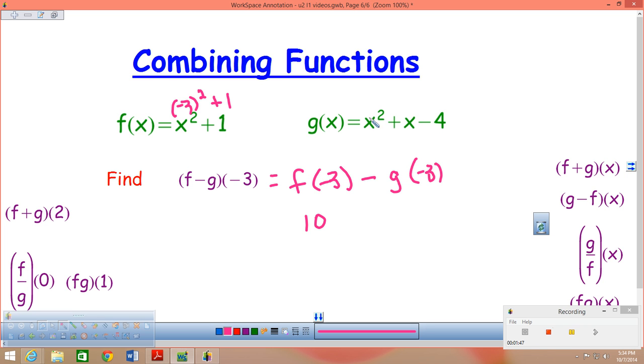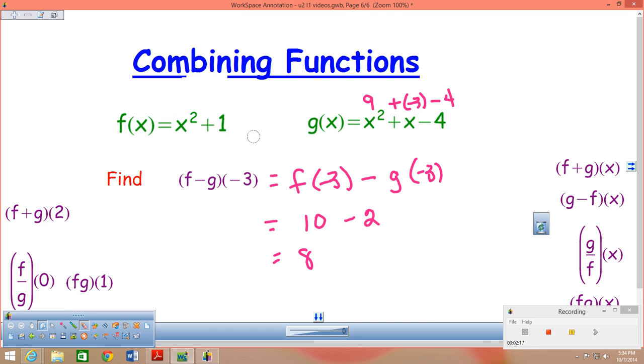I already know this is 9. That's 9. Plus negative 3 minus 4. 9 minus 3, or 9 plus negative 3, is 6. 6 minus 4 is 2. So this becomes 8. Okay?